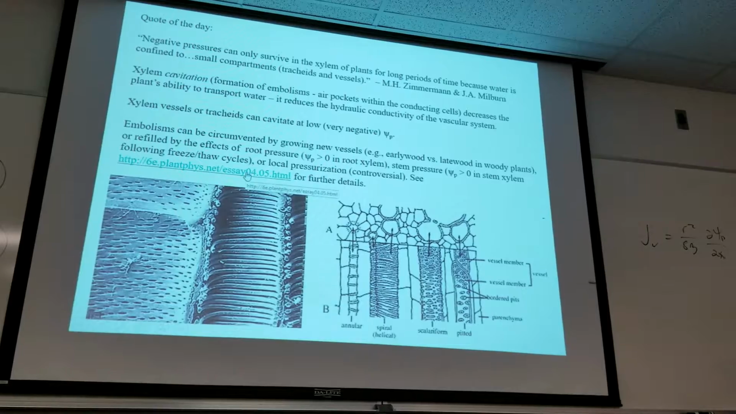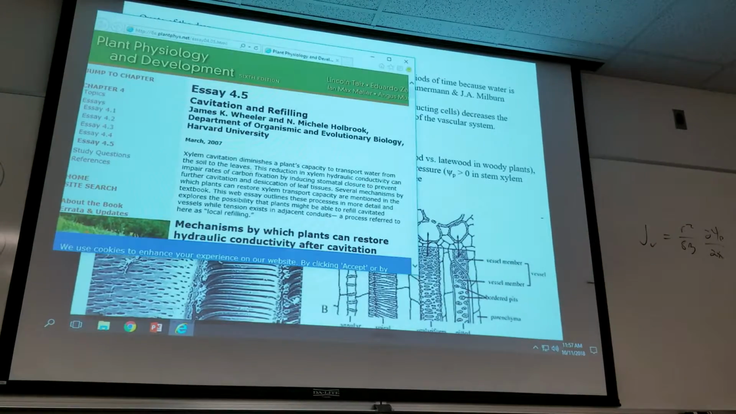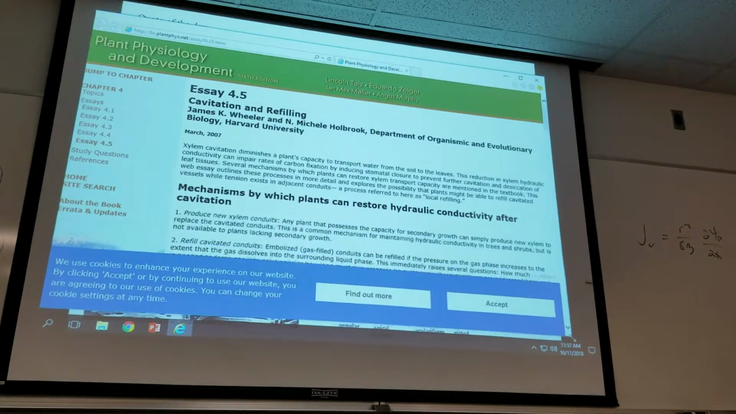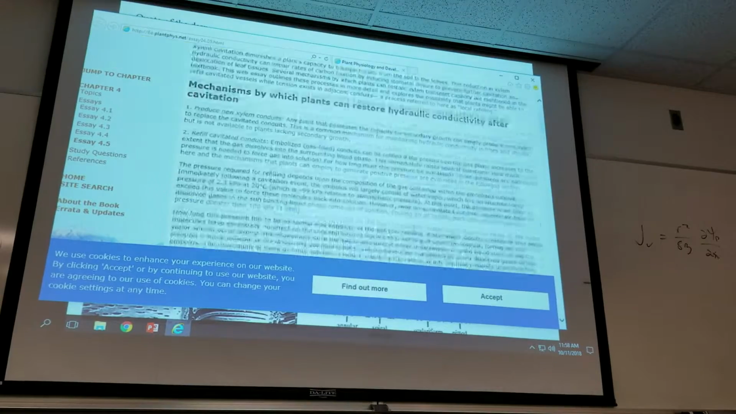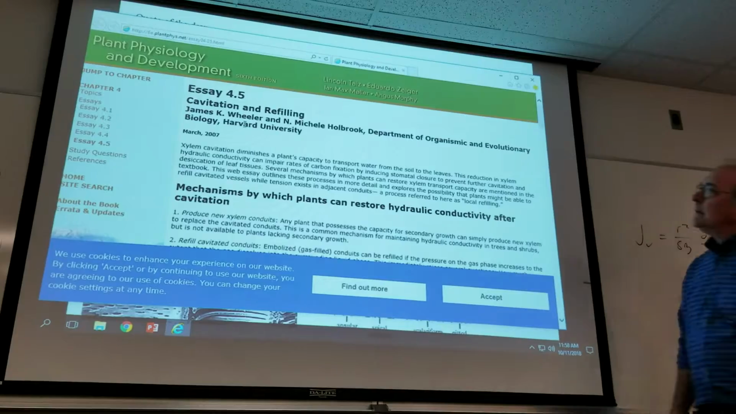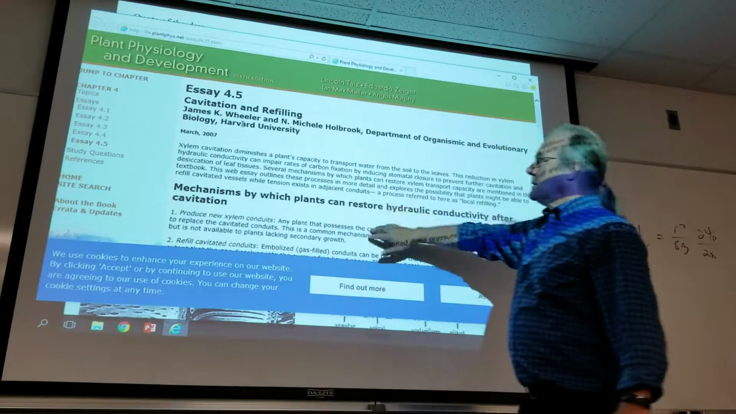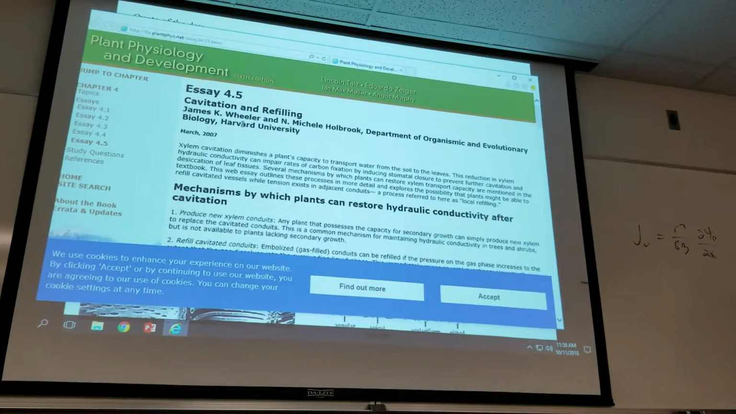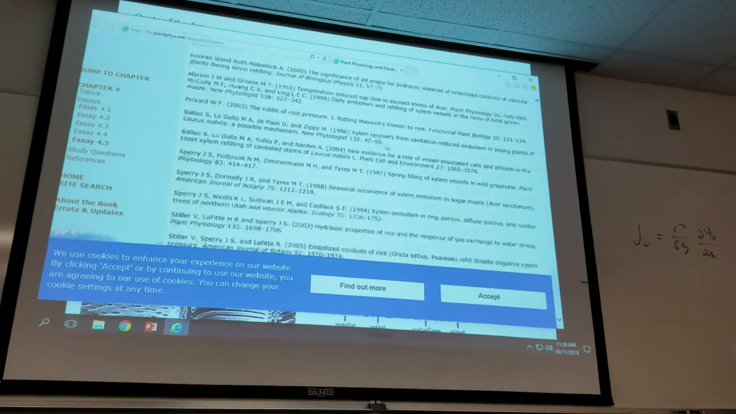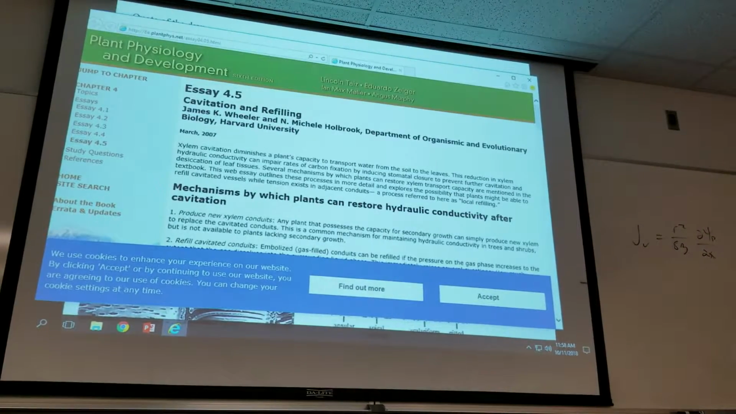So this one is actually pretty nice. Here's the book, the website, and this one written by people at Harvard University talks about cavitation and refilling those embolisms in the xylem once cavitation happens. So please have a look at this. There's a lot of references. A lot of them.